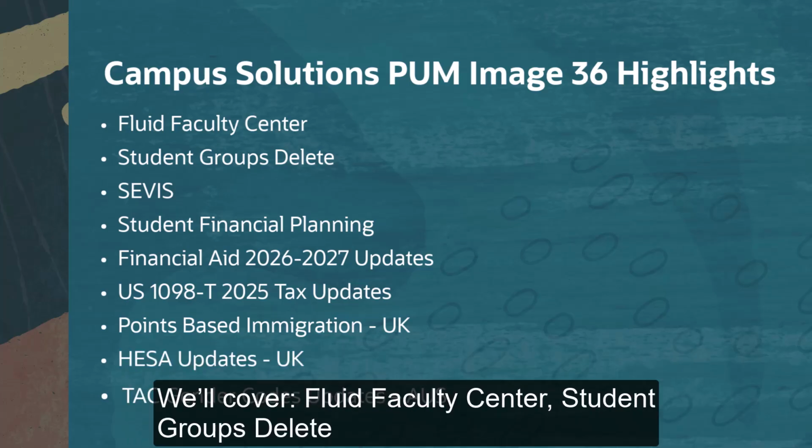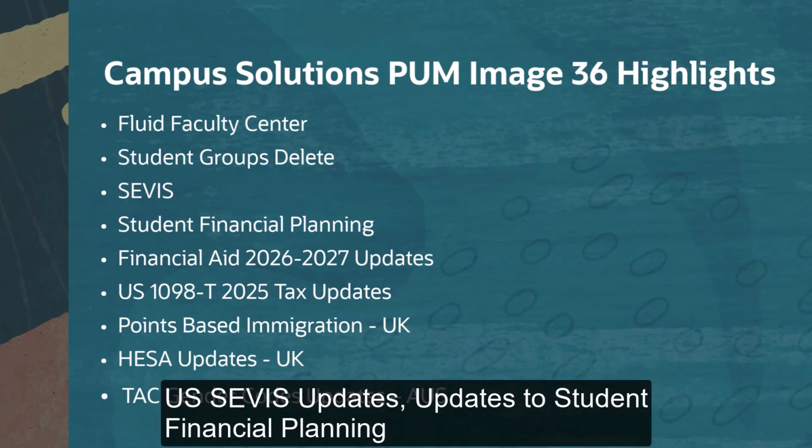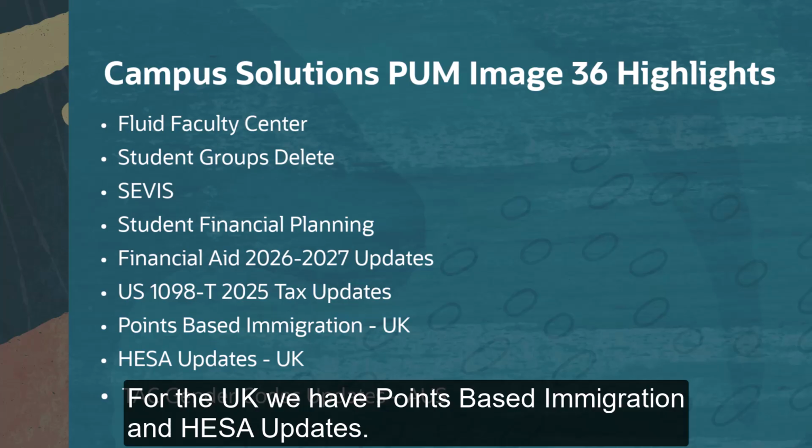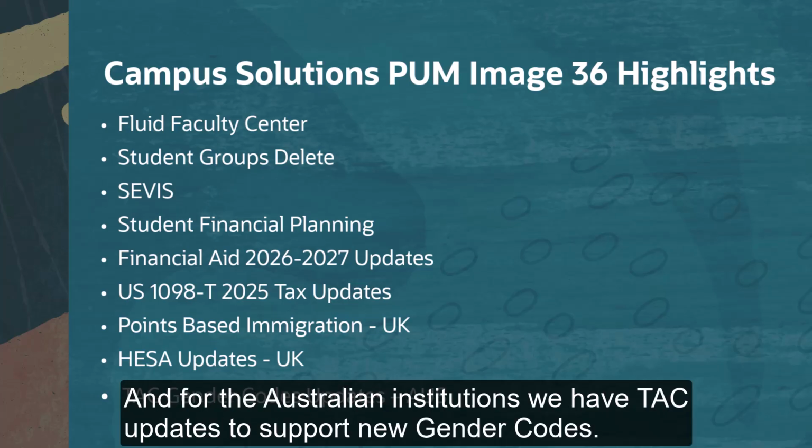We'll cover Fluid Faculty Center, Student Groups Delete, US SEVIS Updates, Updates to Student Financial Planning, Financial Aid Updates for Aid Year 2026-2027, and US 1098T Tax Updates for 2025. For the UK, we have points-based immigration and HESA updates, and for the Australian institutions, we have TAC updates to support new gender codes.